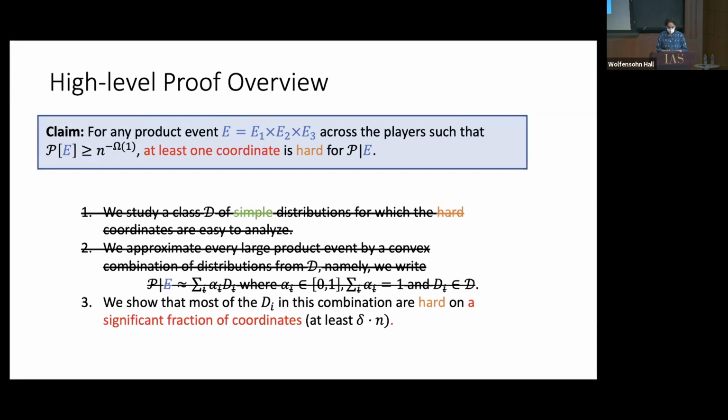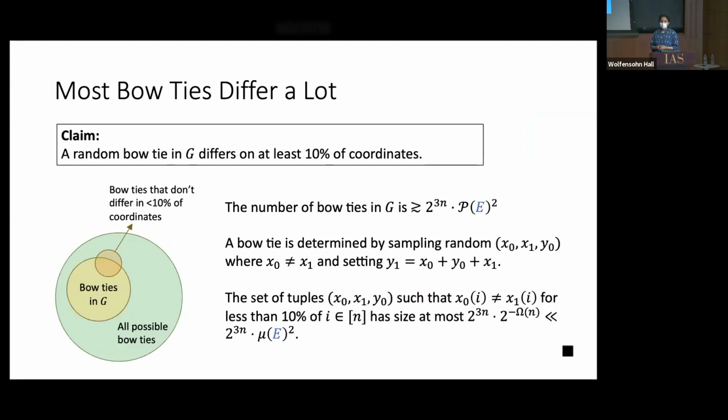So finally, I'm going to show you that most of these bow ties differ on a large number of coordinates, but this is going to follow almost immediately from the fact that there are so many bow ties in this graph. So you can just look at this picture for now. We have all possible bow ties that could ever exist, and we have bow ties in G. We showed that these occupy a polynomially large fraction of all possible bow ties.